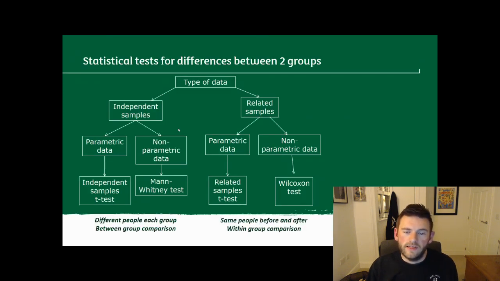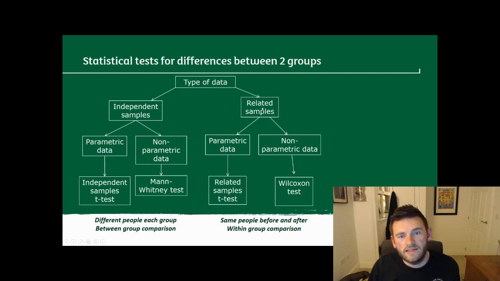This little figure here in front of you on the screen is how we consider the types of tests that we can run when we do have these two groups with continuous outcome measures in them. So if we work our way down, we have our types of data. We have what we call independent samples, which is what we'll focus on first. This is where we have different people in each group that we're comparing. So it's known as a between group comparison and an independent sample comparison.